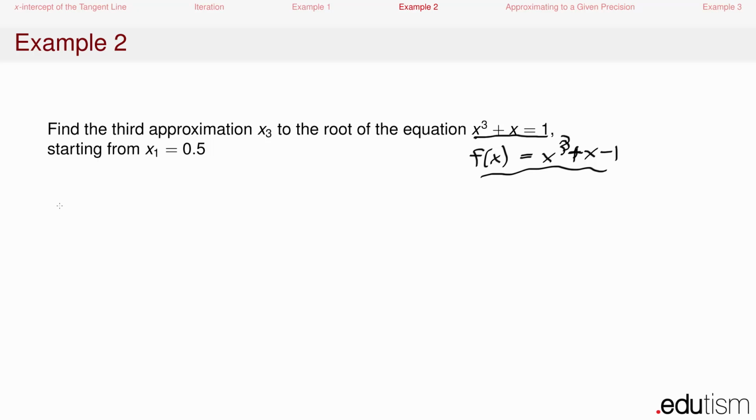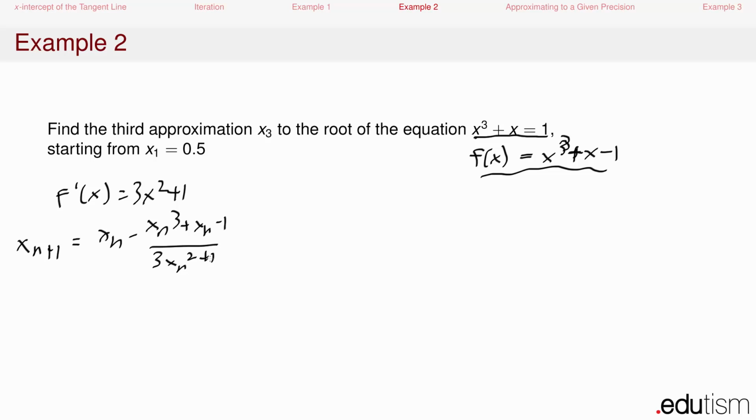Okay, so let's take our derivative. F prime of x is going to be 3x squared plus 1. So my formula is going to be xn plus 1 equals xn minus f of xn, which is xn cubed plus xn minus 1, over f prime of xn, which is 3xn squared plus 1. Great.